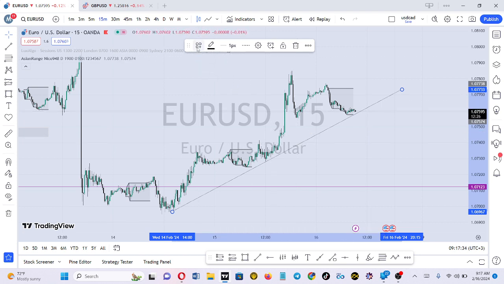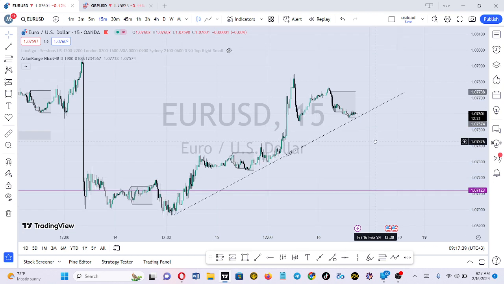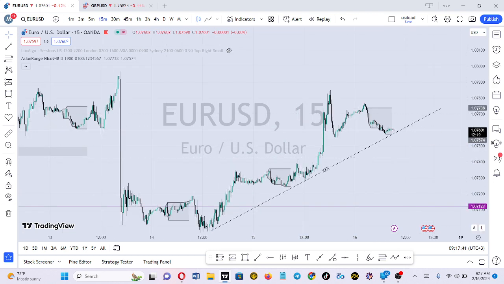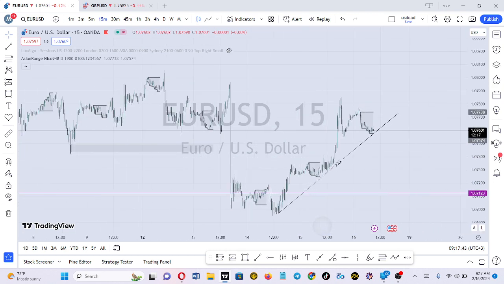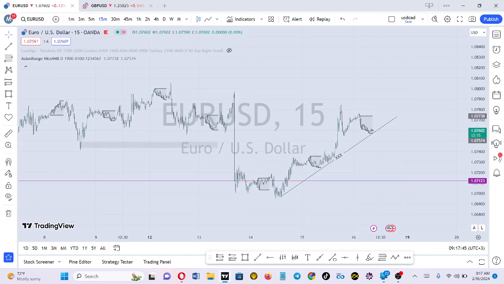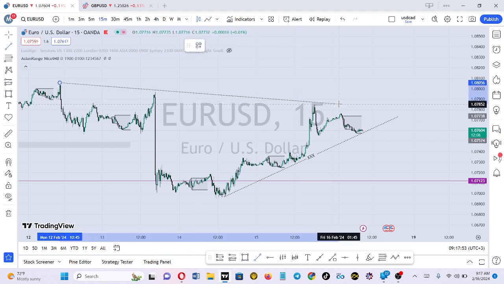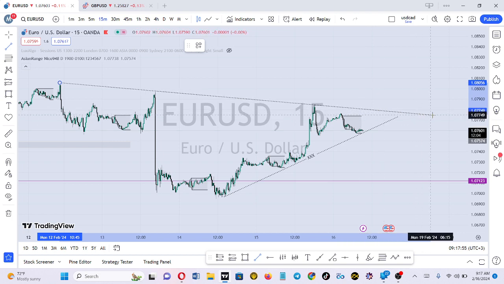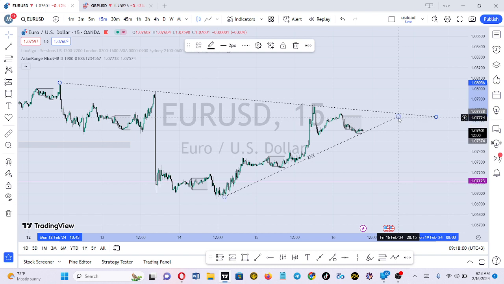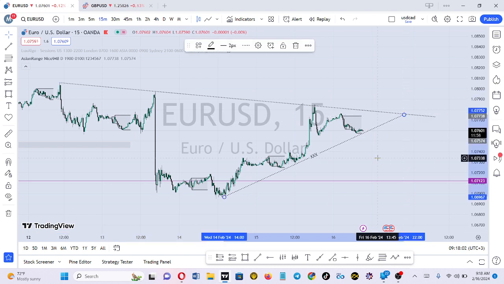So what we can do is see what exactly will happen. But it's not only this trend line that I've just shown you on the chart. If you can see clearly, see this high here, what do you see? There is a trend line above here. I'm just trying to show you.